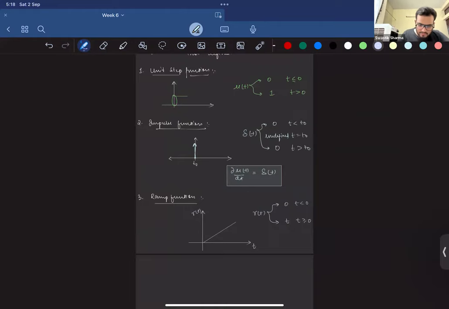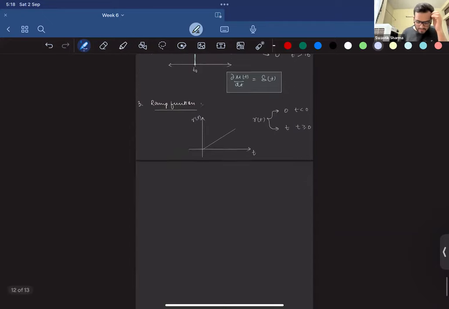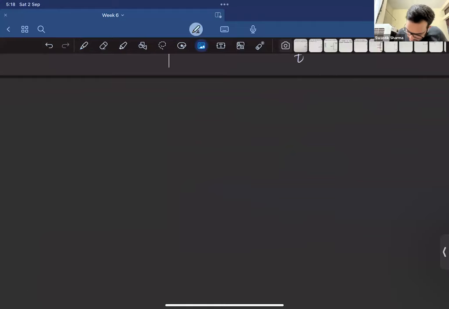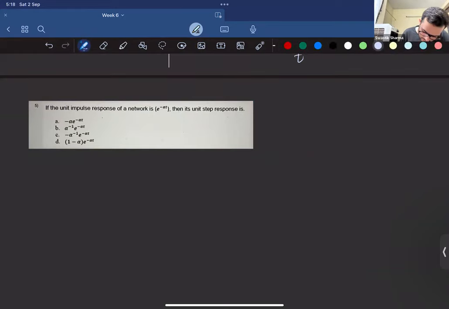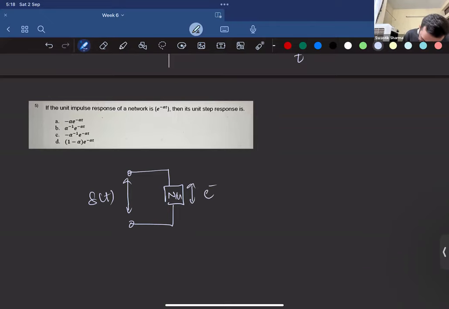So these three functions are singularity functions. And these are very important in signals, systems and analysis, because these are used to delay, decay, or increase a function when needed in your circuits, right? As we'll see in the next example. So let's see this question. It's saying a unit impulse response of a network. Some network is there, and a delta function is applied across it, and the response across this network was e raised to the power minus alpha t. Now it's asking what is its unit step response.